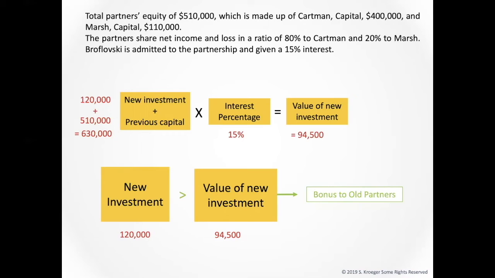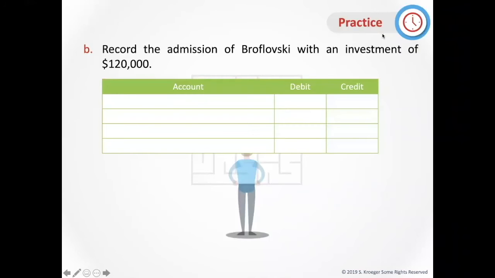I'll show you how to do the journal entry for this. The journal entry starts the same way we did it in part A. First, we input the cash of $120,000 that the business is getting. We're going to add Broflovski's capital account to the books, but it's not going to be for $120,000. It's going to be for the value of the investment, which we calculated to be $94,500. The cash is higher than what the investment is.